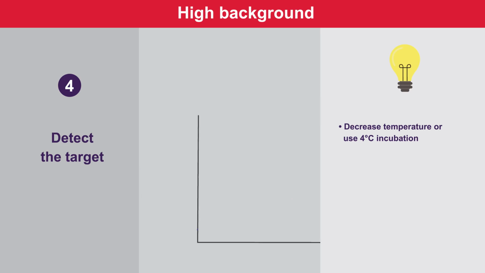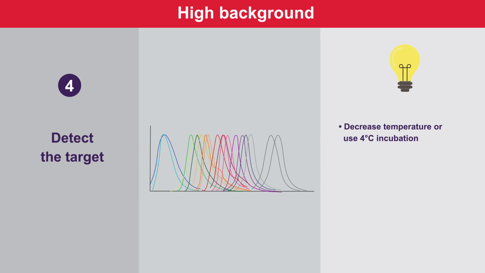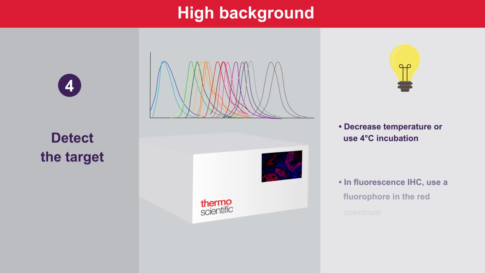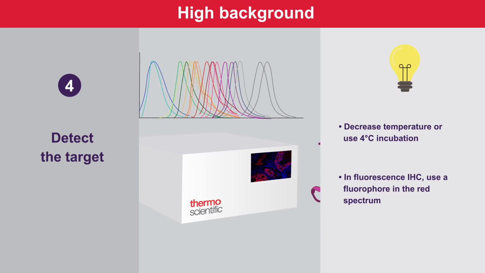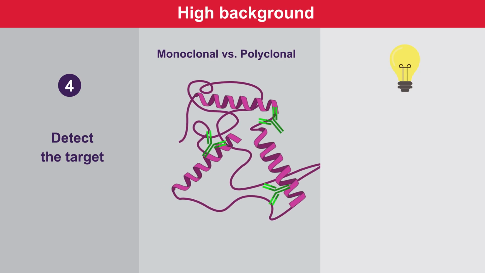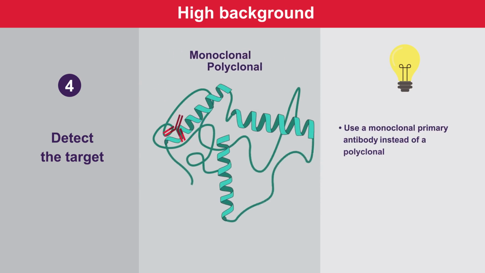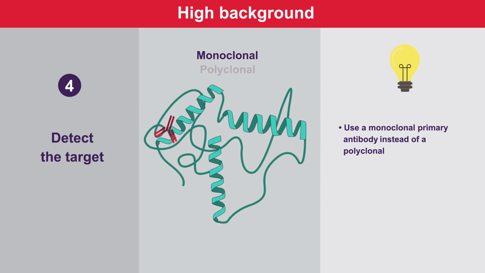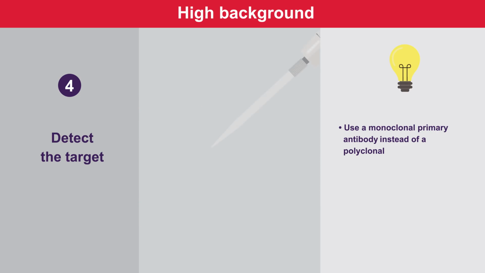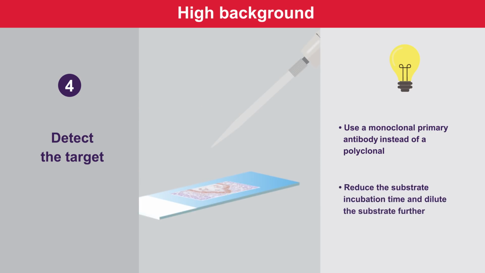Some formalin or paraformaldehyde fixatives cause autofluorescence in the green spectrum in fluorescence IHC. Solve this by using a fluorophore in the red spectrum. If there is nonspecific binding of polyclonal antibody, try using a monoclonal primary antibody instead of a polyclonal. Lastly, there could be a substrate problem. Reducing the substrate incubation time, diluting the substrate, or changing to a different substrate source can address this.